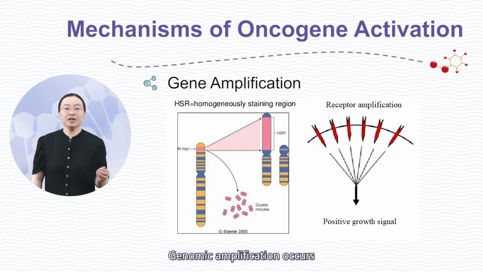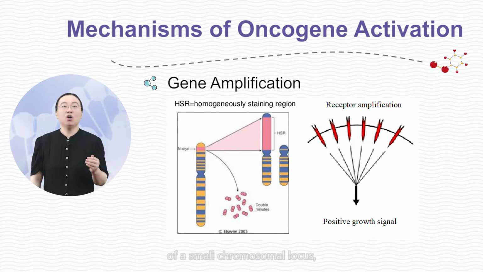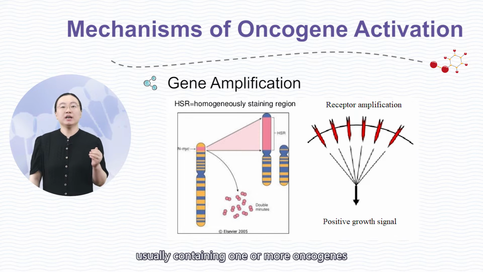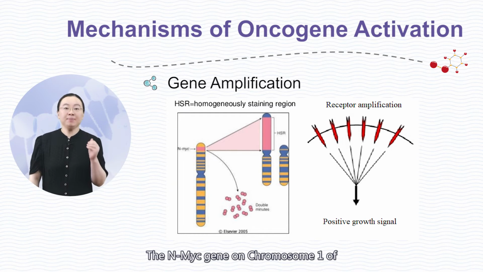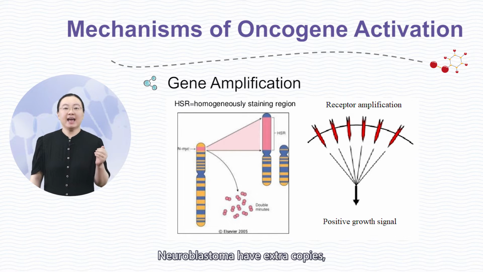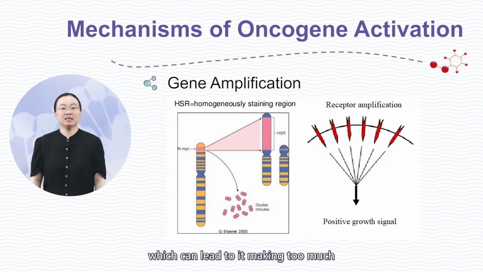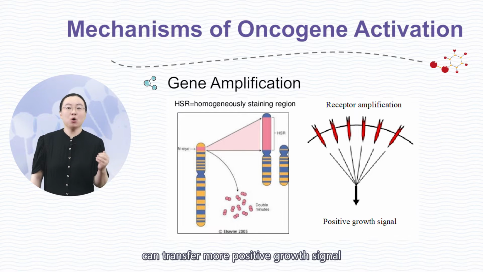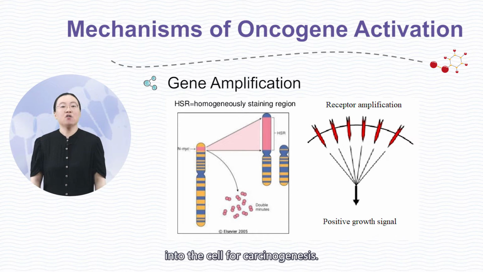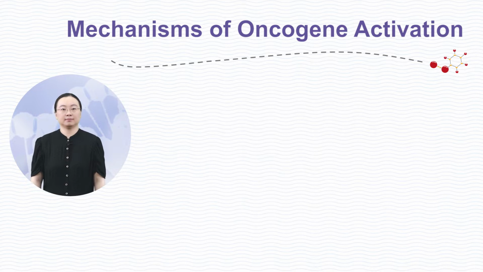Genomic amplification occurs when the cell gains copies, often 20 or more, of a small chromosomal locus, usually containing one or more oncogenes and adjacent genetic material. The N-MYC gene on chromosome 1 in neuroblastoma has extra copies, which can lead to it making too much of the protein for tumor growth. Receptor amplification can transmit more positive growth signals into the cell for carcinogenesis.